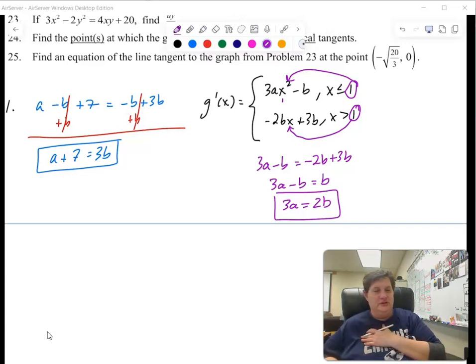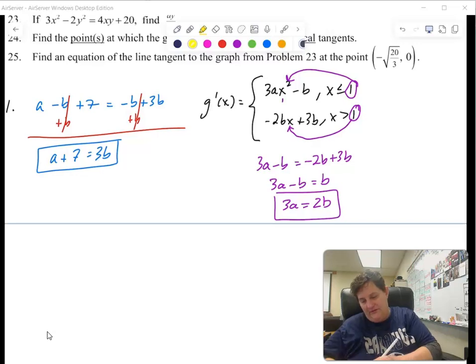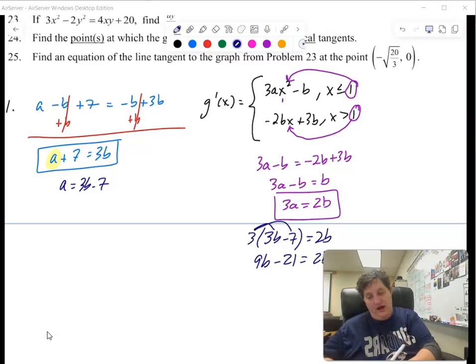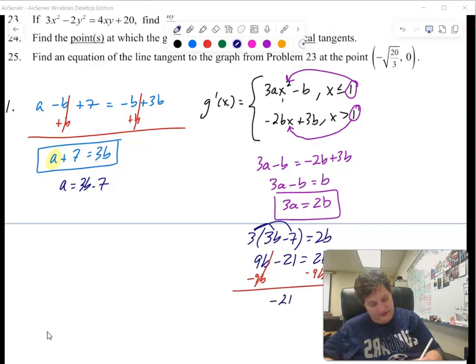I could do substitution or elimination here. I think I'm going to go ahead and do substitution. It's slightly easier. And I'm going to solve this one for a. And then plug it into here. So 3a, which is 3b minus 7, equals 2b. Distribute that. 9b minus 21 is 2b. Subtract the 9b over, just like algebraing the absolute crap out of this problem. So then that gives me negative 7b, and b is 3.